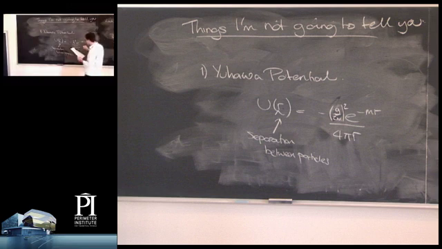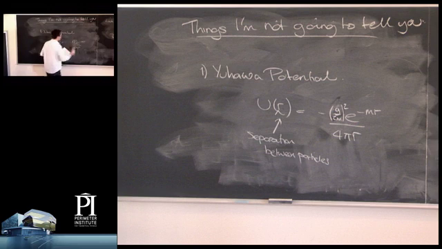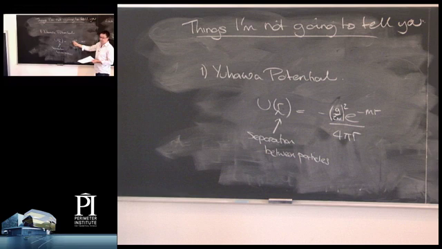Sorry, that's not lambda. Ah, that is lambda. That's the right answer. Okay, so it's G over 2m. Remember, G had dimensions of mass.